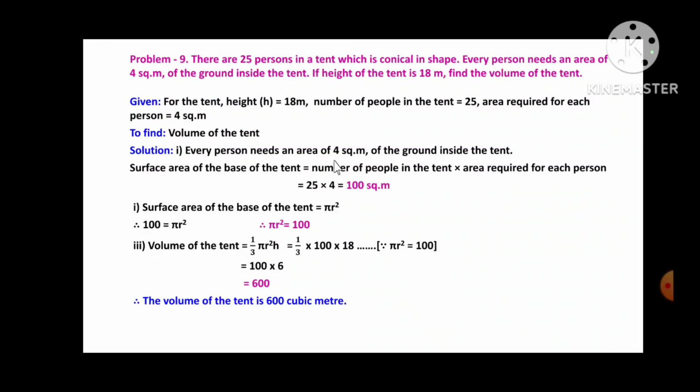Friends, every person needs an area of 4 square meter. It has been given, so of this ground inside this tent, surface area of the base of the tent is equal to number of people in the tent into area required for each person. So 25 persons are there, 25 into 4 is 100 square meter. Surface area of the base of the tent is pi r square, which is equal to that surface area given, 100. Therefore pi r square is equal to 100. We have that volume of the tent is 1/3 pi r square h. Therefore 1/3 into pi r square value is 100 into 18. So it will be 100 into 6, which leads to 600. So the volume of the tent is 600 cubic meter.